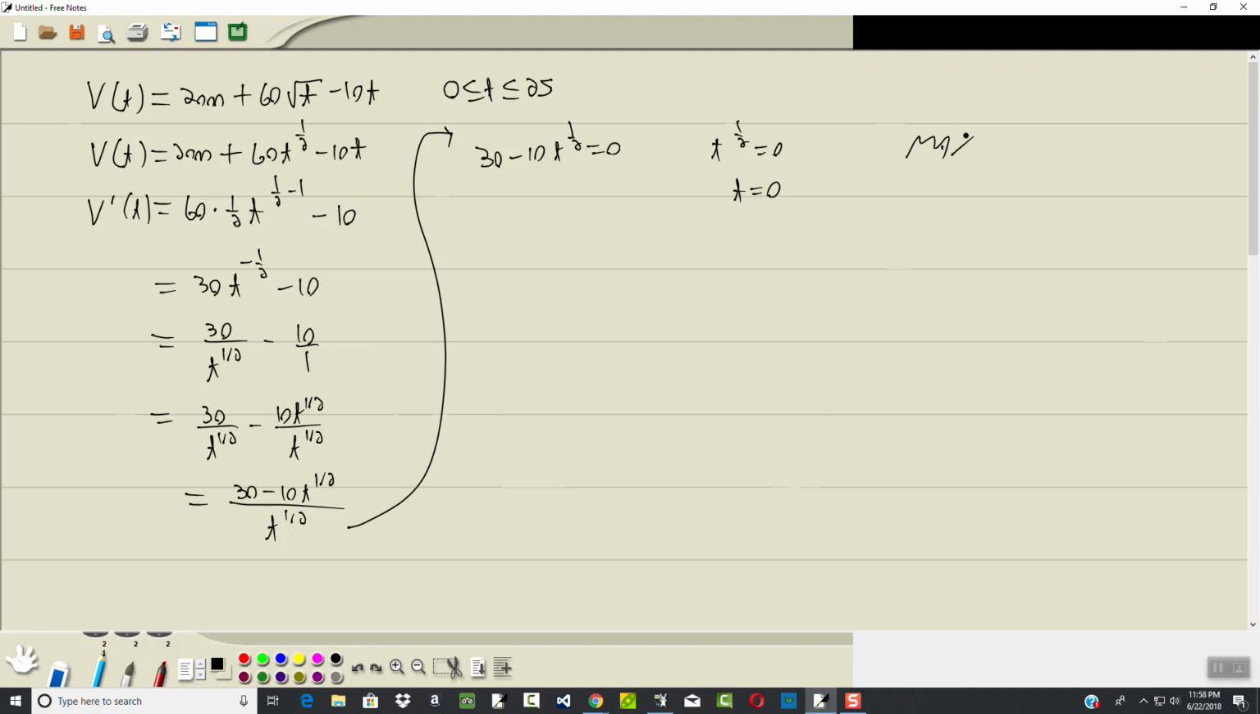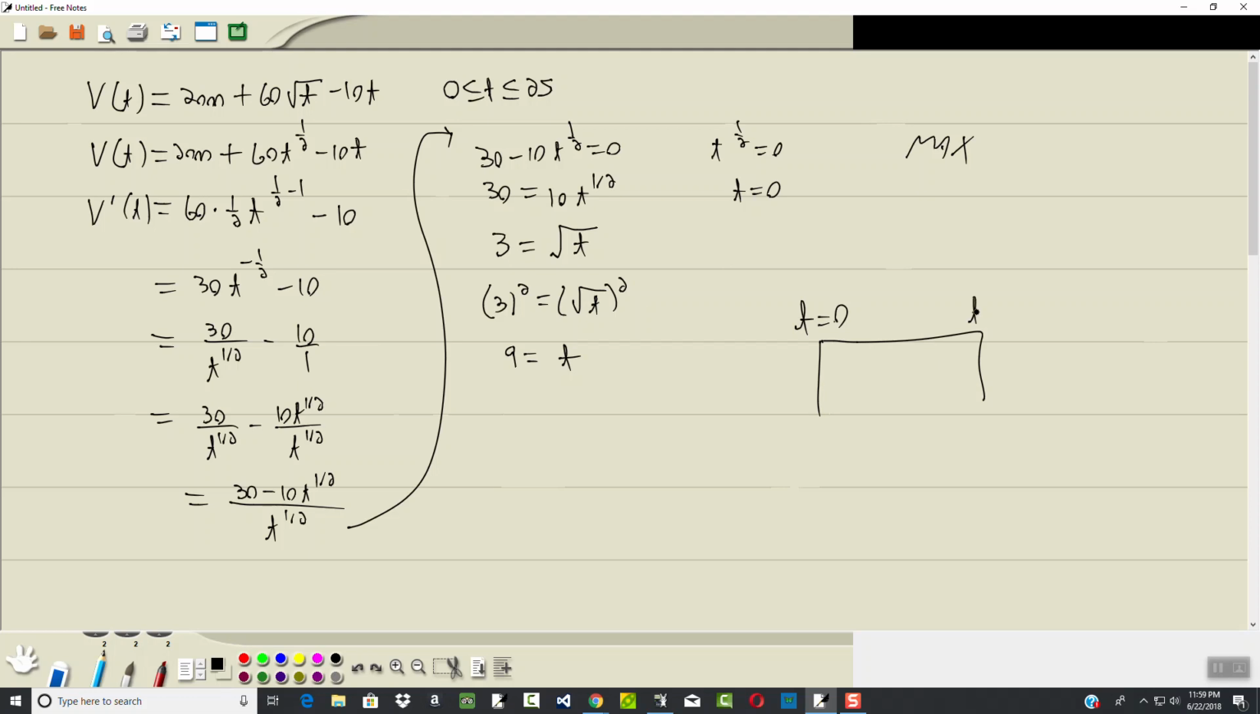So keep in mind we're maximizing. This one I want to solve for t. So I take the negative 10 t to the 1/2 to the right side, becomes a positive 10 t to the 1/2. Divide both sides by 10 and you get 3 is equal to t to the 1/2, which is the square root of t. Now to solve for t, I'm going to square both sides. So I got 3 squared is equal to square root of t squared. 3 squared is 9 is equal to t. So these are our two critical values.